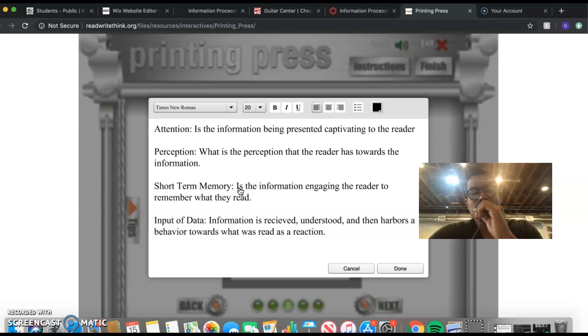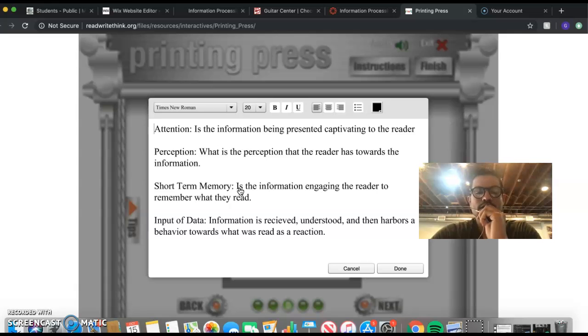Short-term memory: was the information engaging to the reader? Is it something that is worth remembering? Is it something that's going to be life-changing? Is it something that's going to possibly change the future? Something to honestly think about? Or is it just somebody's opinion that can be brushed aside?